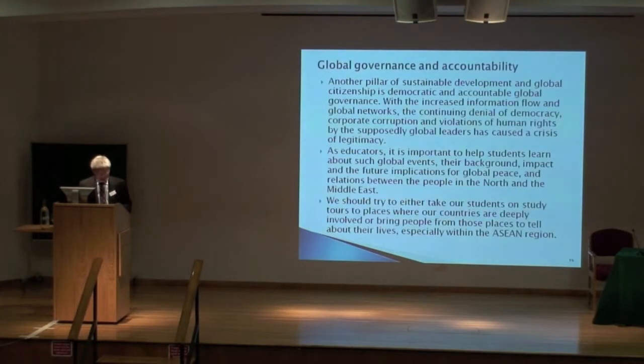On global governance and accountability, another pillar of sustainable development and global citizenship is democratic and accountable global governance. With the increased information flow and global networks, the continuing denial of democracy, corporate corruption, and violation of human rights by the supposedly global leaders have caused a crisis of legitimacy.